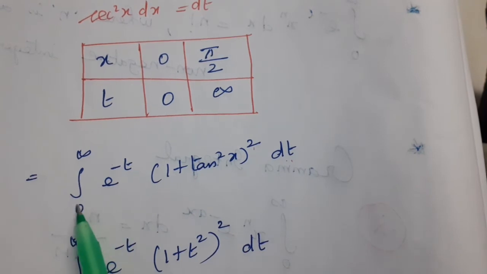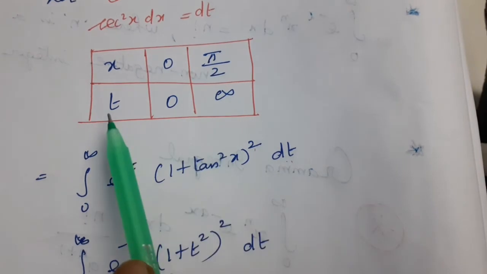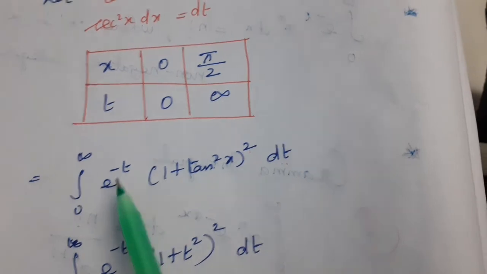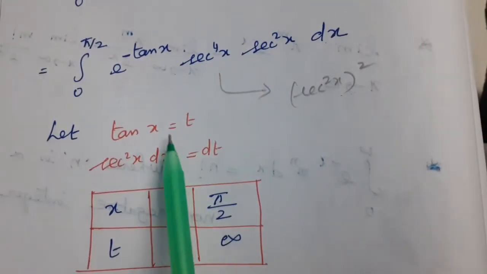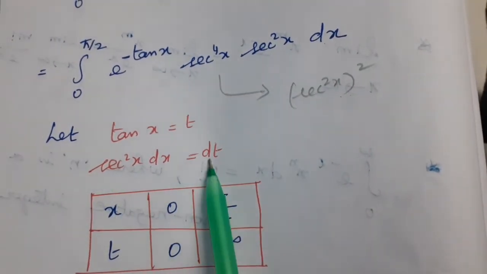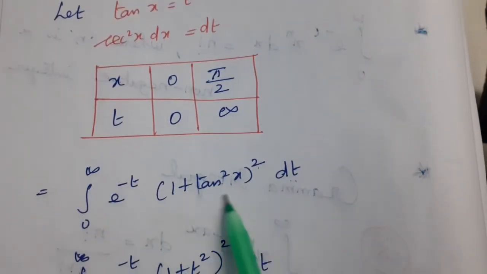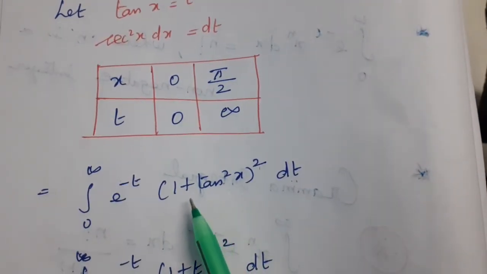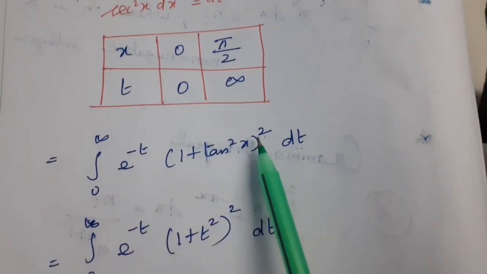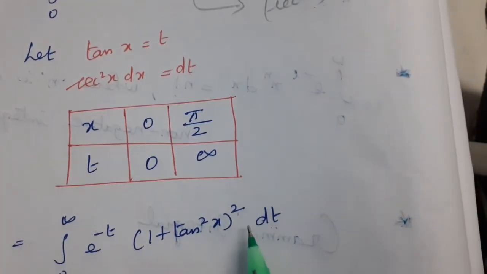So we change the variable, and if we change the variable, the limit also changes. Therefore, in terms of x the limit is 0 to pi by 2, and in terms of t the limits become 0 to infinity. We took tan x equal to t, so secant square x dx is dt. Secant power 4x is rewritten as secant square x the whole square, and applying the identity secant square x minus tan square x equal to 1, instead of secant square x we substitute 1 plus tan square x the whole square into dt.